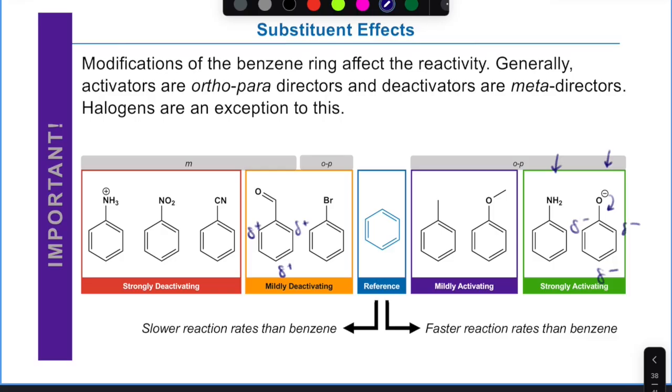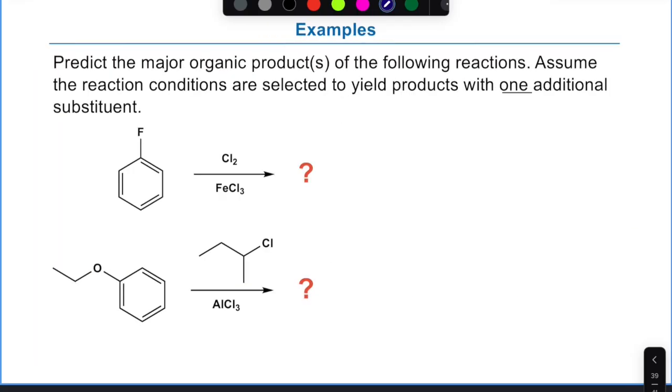So two examples to go over. If we have a fluorine on our ring, this one's a halogen. So for a halogen, it is mildly deactivating, but fluorine is pretty electronegative, so that will be more deactivating than if we had a chlorine or a bromine. And it is a meta director. Nope, it is an ortho-para director. So our product is going to be, we're going to get a mixture of this, and we're going to get a reaction at the para position as well.